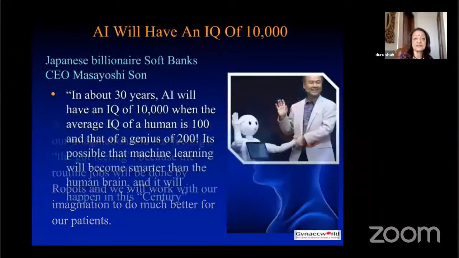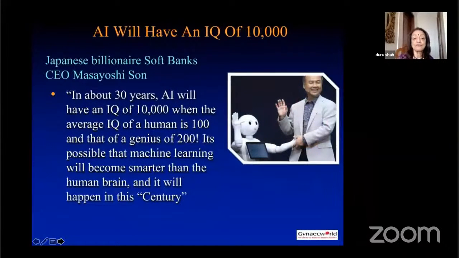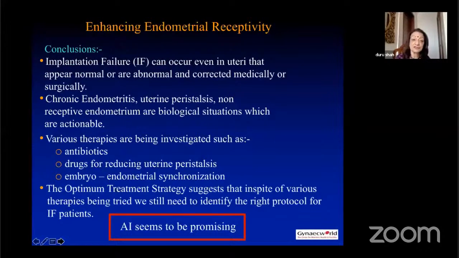The Japanese millionaire, SoftBank's CEO Masayoshi Son, said that in about 30 years, AI will have an IQ of 10,000. The average IQ of a human is 100, and the IQ of a genius today is 200. It's possible that machine learning will become smarter than the human brain, and it will certainly happen during this century.